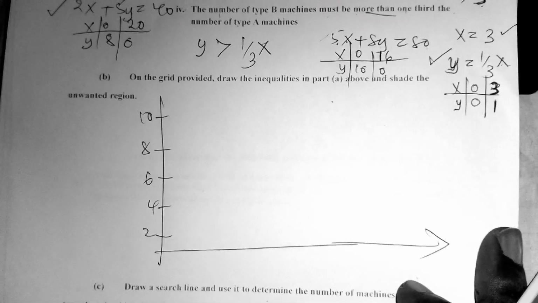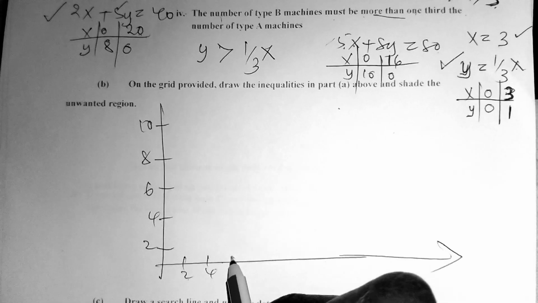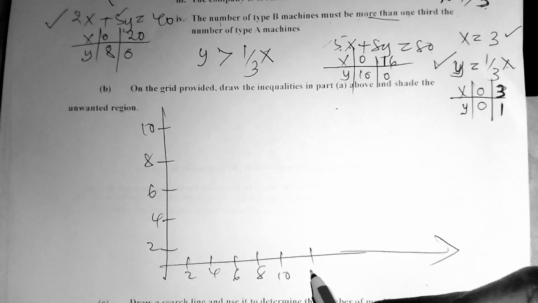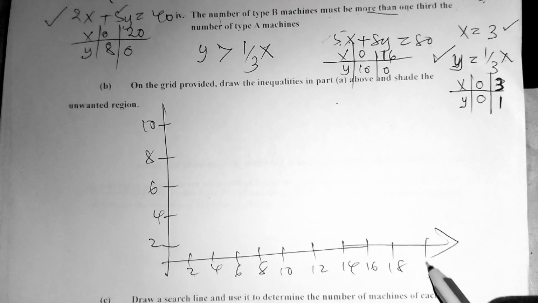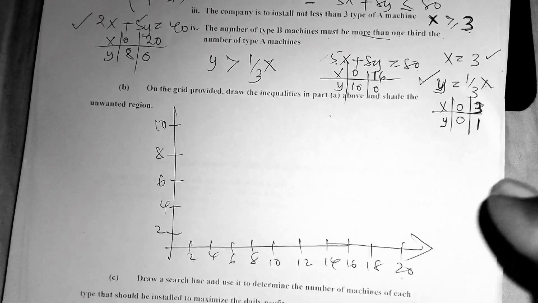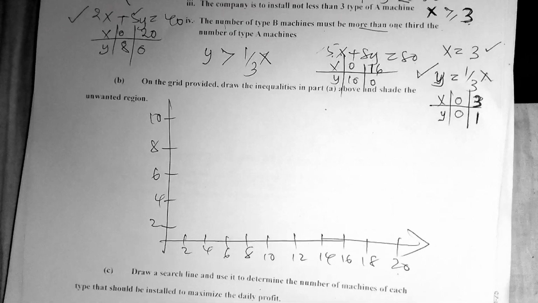Then on the x-intercept, have 2, 4, 6, 8, 10, 12, 14, 16, up to 20. So you have to go all the way, but now for your case you'll be using accurate scale drawing. Mine, I'm just doing a rough sketch.